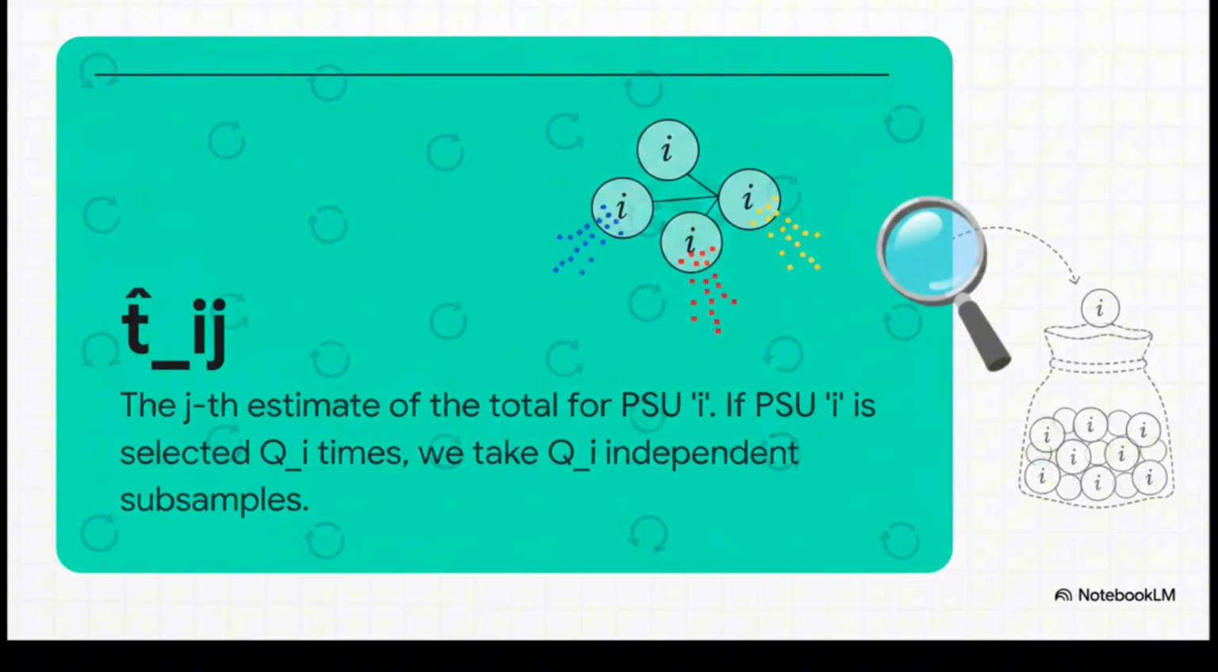Now, here is an absolutely critical rule. Every single time a group gets picked, we have to take a new independent subsample from it. So let's say a certain PSU gets selected 3 times. We don't just reuse our data from the first time. Nope, we have to go in and do 3 separate independent surveys inside that one group. This gives us multiple estimates for that single PSU's total, which we call T hat ij.